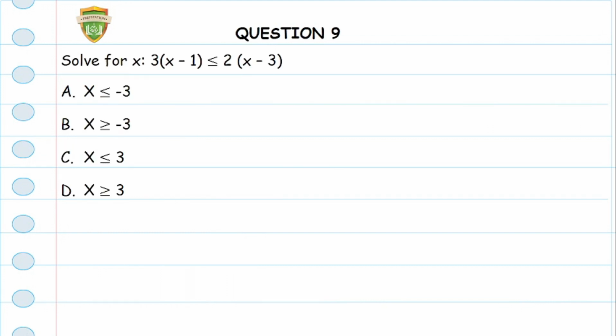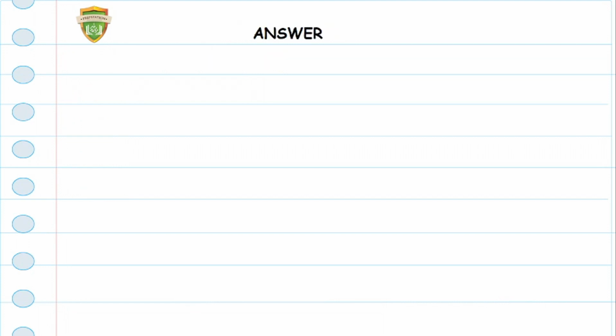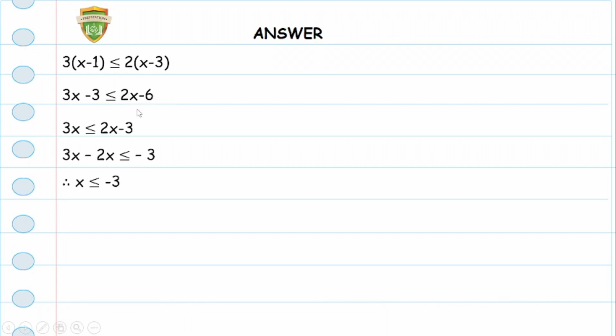Question 9. We are given this inequality and we're told to solve for x, right? So this is the equation. The first thing we'll do is open the brackets, right? So this becomes 3x minus 3 less than or equal to 2x minus 6.